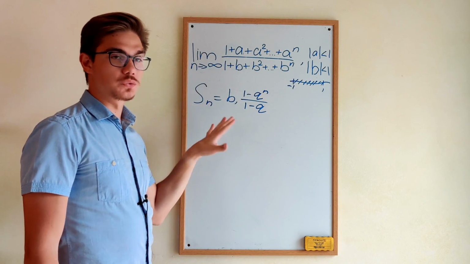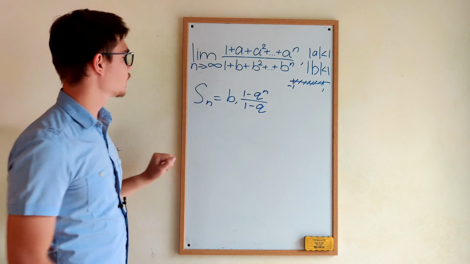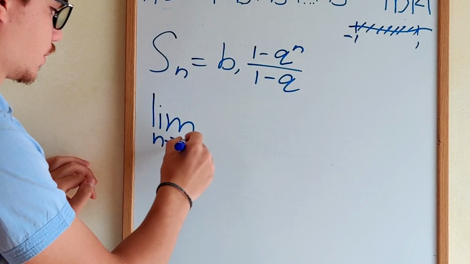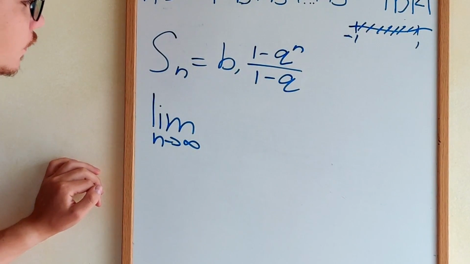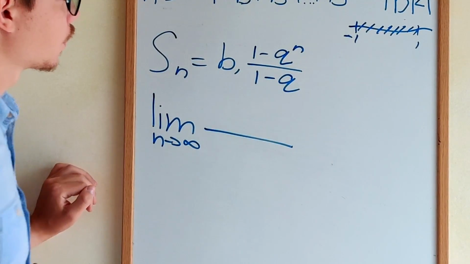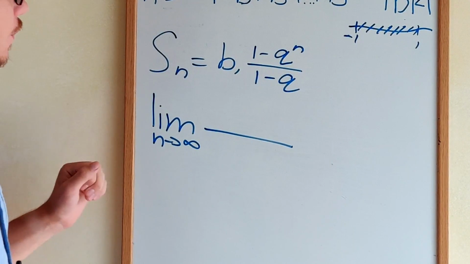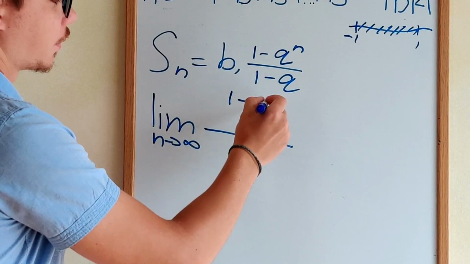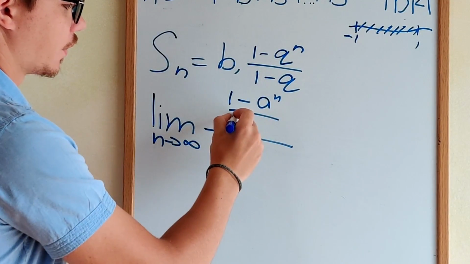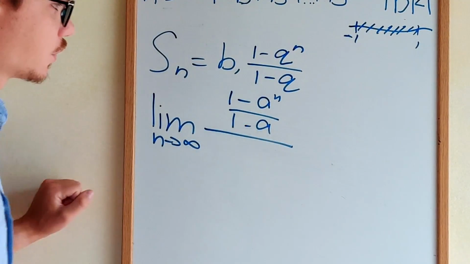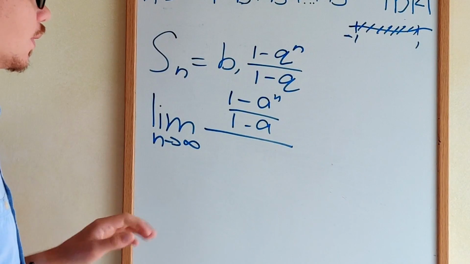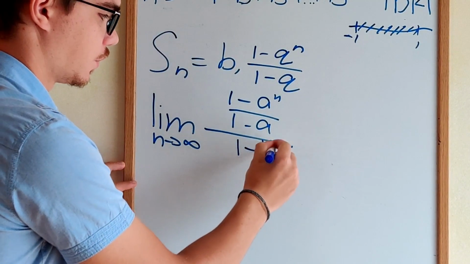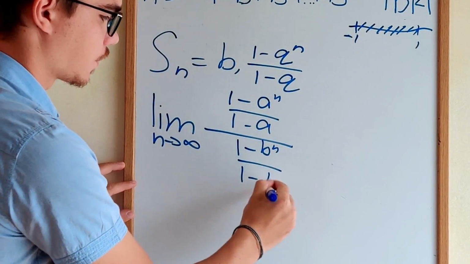So let's use this formula to rewrite our problem. Don't forget that we have a limit as n approaches infinity of the following. In the numerator we have b1 equal to 1, I'm not going to write it, and 1 minus a to the n divided by 1 minus a. So we just substitute q equal to a. The same thing in the denominator. We have 1 minus b to the n divided by 1 minus b.